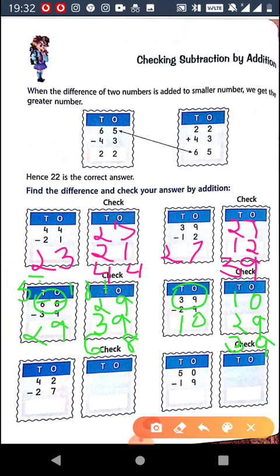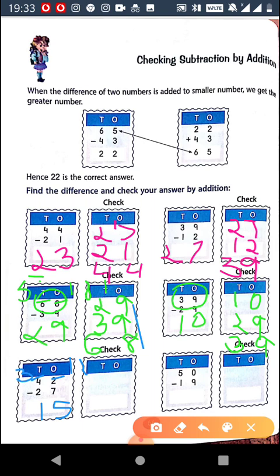Now next is 42 minus 27. Again, 2 is smaller than 7. Can you subtract 7 from 2? We cannot subtract. So what do we do? We have to borrow. We will borrow 10 from the tens place. So when we borrow 10 from the tens place, we are left with 3 here, and we add this 10 ones with 2. So we get 12 ones. Now subtract. 12 minus 7 is equal to 5, and 3 minus 2 is 1.